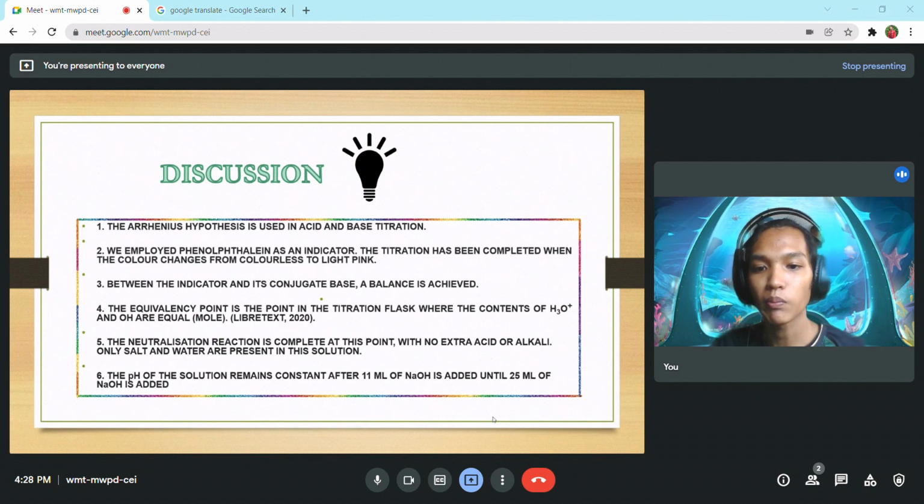The equivalence point is the point in the titration where the amounts of hydronium ion and hydroxide are equal. The neutralization reaction is complete at this point, with no extra acid or alkali. Only salt and water are present in the solution. The pH of the solution remains constant after 11 ml of sodium hydroxide is added until 25 ml of sodium hydroxide is added.